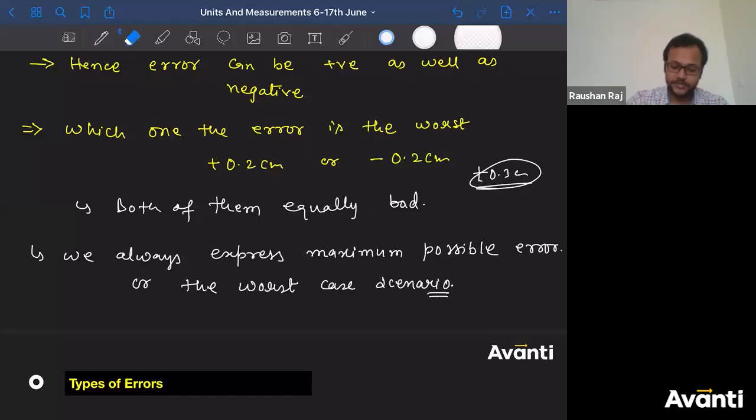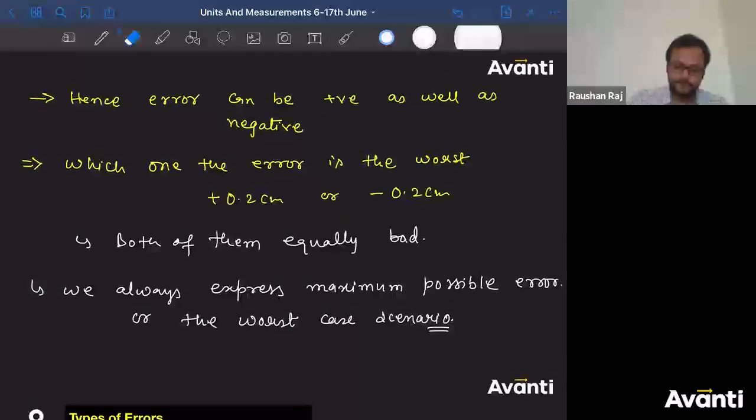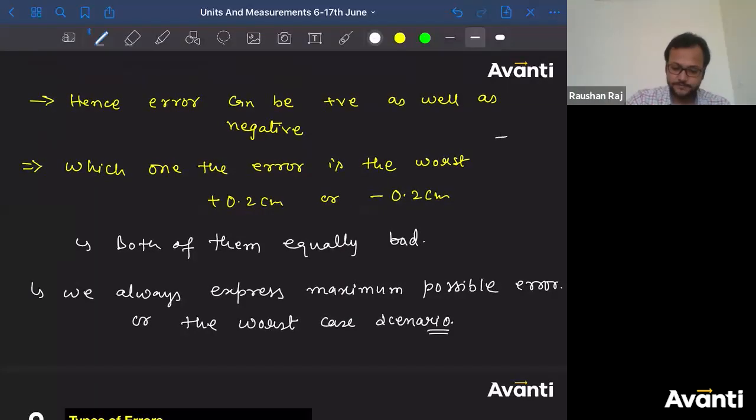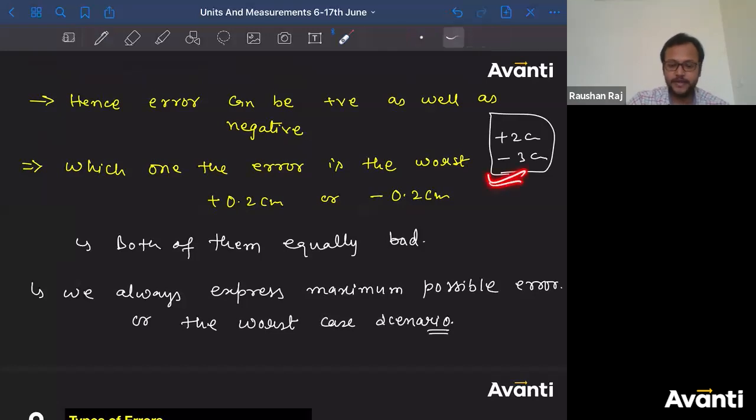So this is what I said, nothing else. Okay, so everyone understood that both of them are equally bad, plus or minus. But if I say plus 2 centimeter and minus 3 centimeter, tell me which is bigger? In this one, which is worse? Which is having higher error? Plus 2 or minus 3? Yes, minus 3. Okay? Here I can say minus 3.